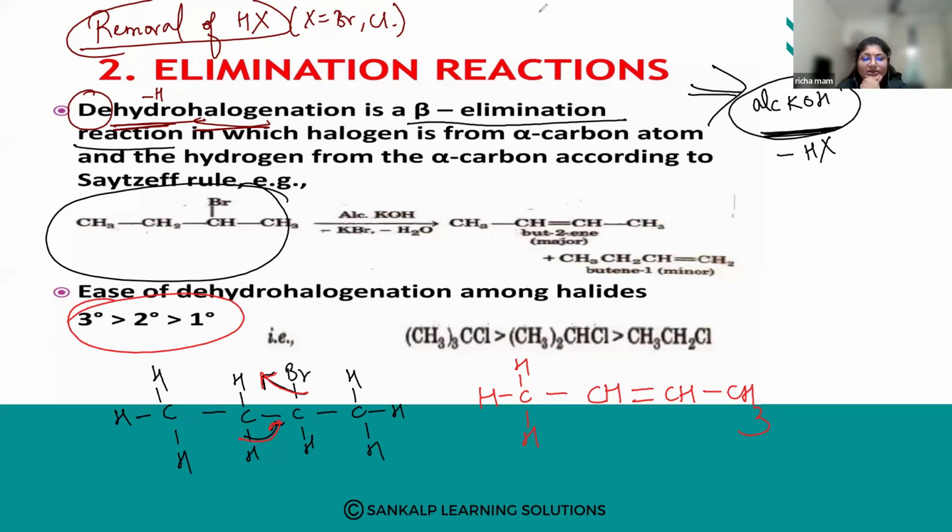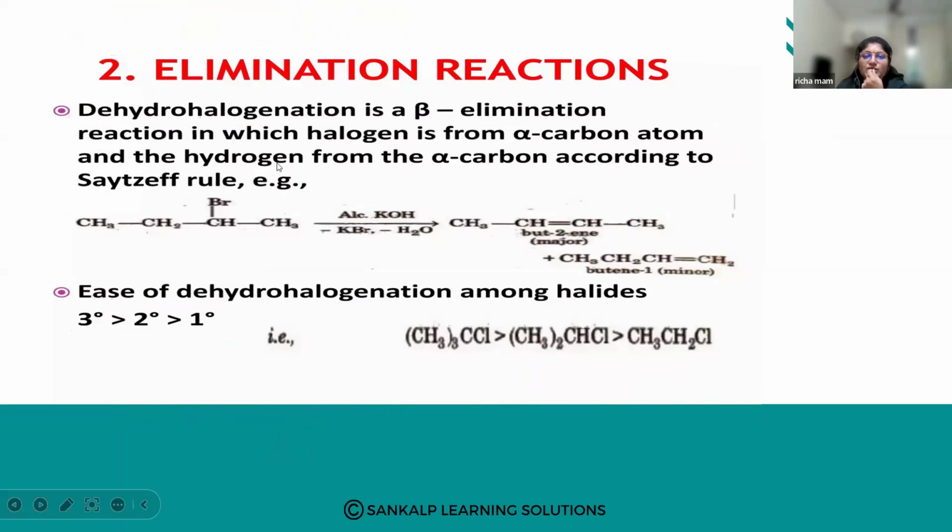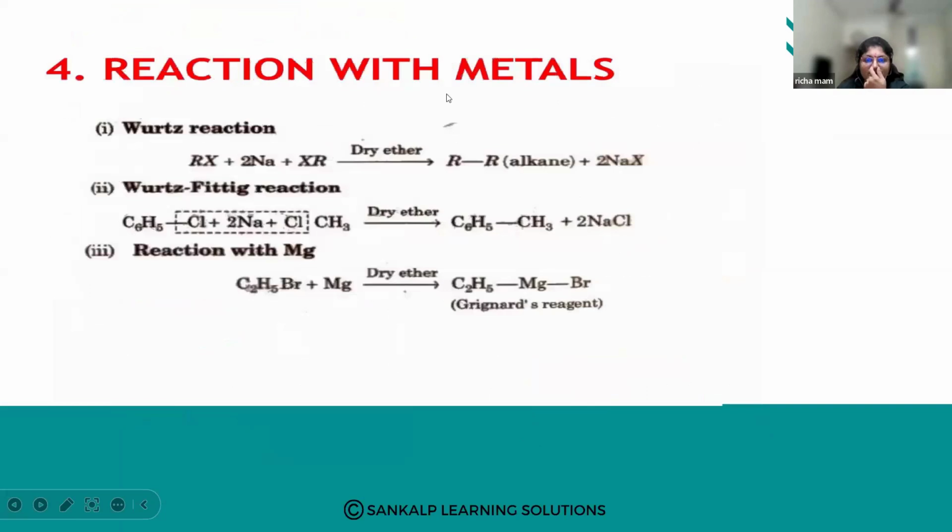So the beta elimination reaction occurs in which the halogen is from the alpha carbon atom and the hydrogen is from the beta carbon, according to the Saytzeff rule. So this is following the Saytzeff rule. Elimination reactions are a very important reaction.